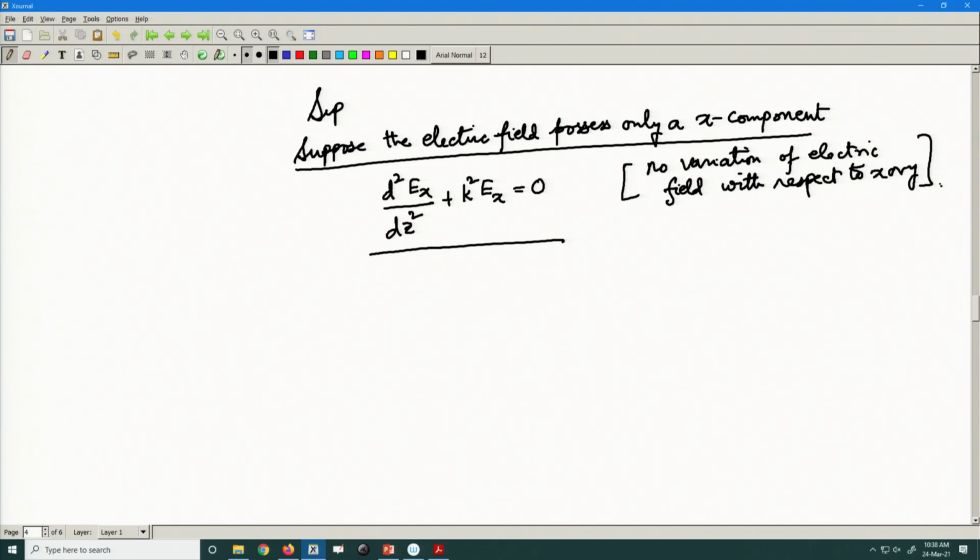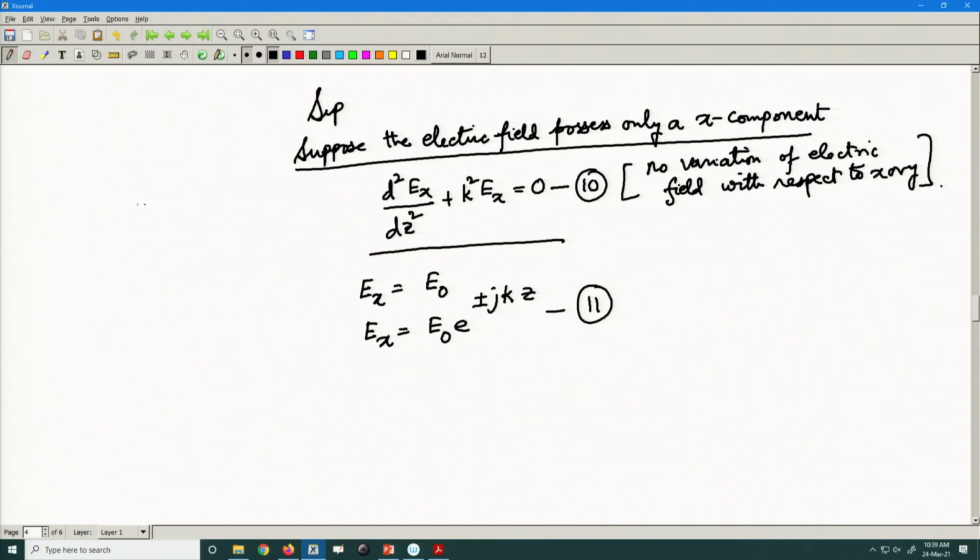And you have one polarization which is dependent only on z. Now, the solution to this equation is of the form E x equal to E naught e to the power plus minus j k z. Let us call this equation number 10. So, this becomes equation number 11.